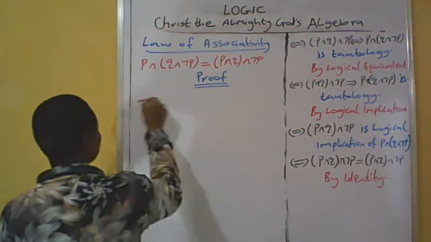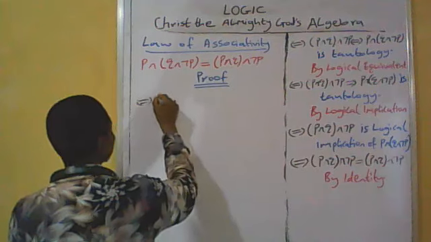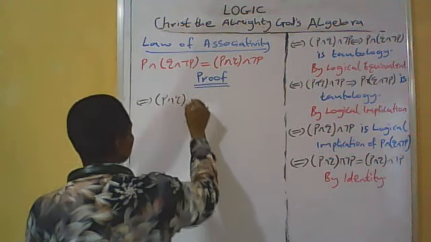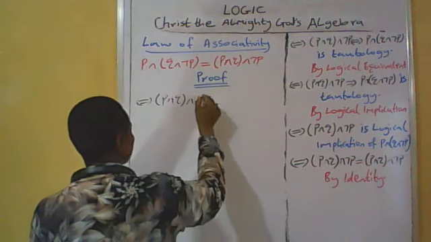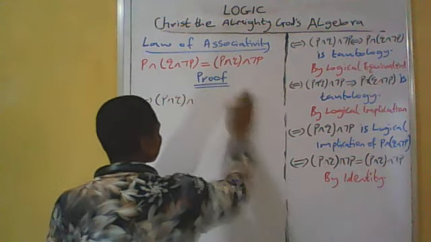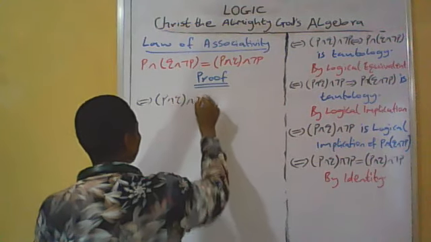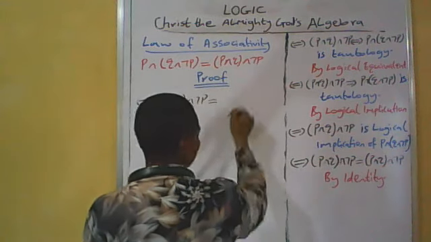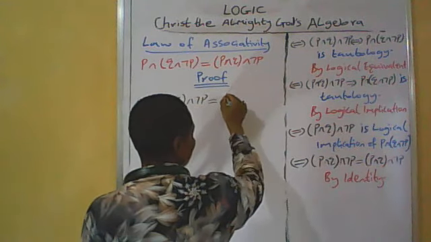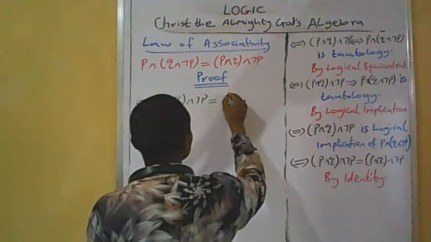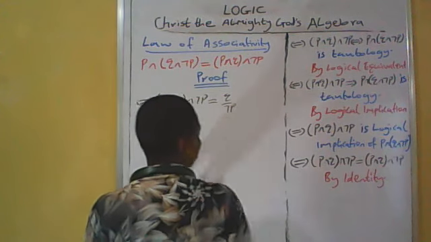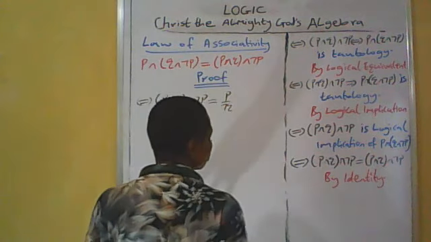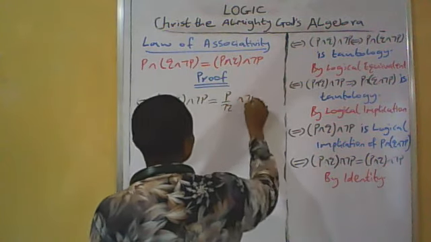If and only if bracket P and Q and not P is equal to Q upon not P, P upon not Q and not P.